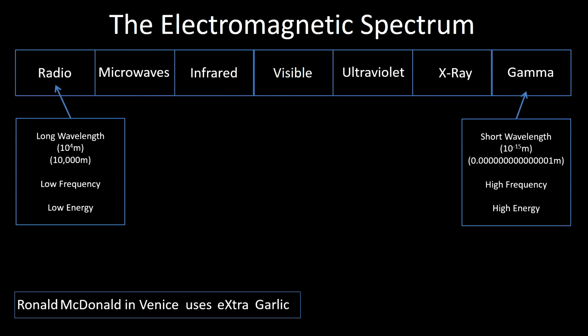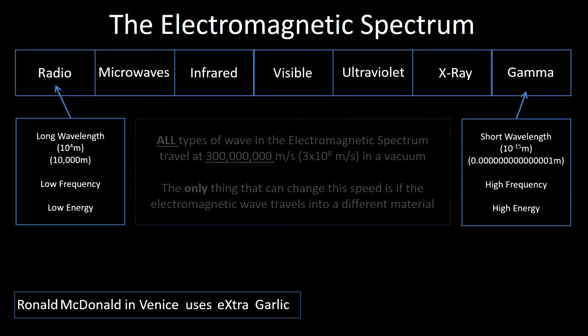I've put the range of wavelengths on there, although it's probably not necessary for you to know that. If you've learned everything else, then by all means put that piece of information in your head. You just really need to know that radio is long wave and gamma is very short wavelength.